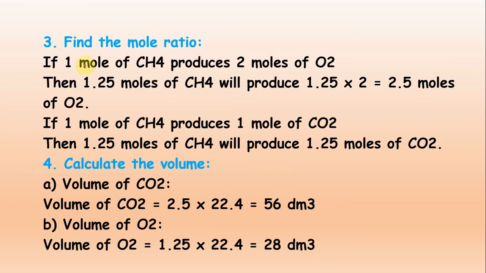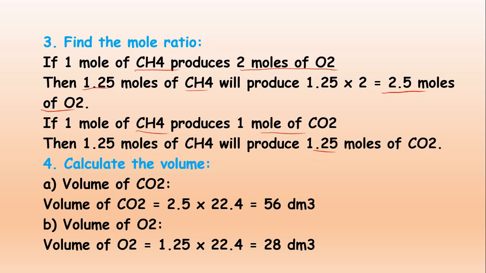Now look here. If 1 mole of methane requires 2 moles of oxygen, as it is very clear from the equation, then for 1.25 moles of methane you have to multiply by 2, and the answer will be 2.5 moles of oxygen. And second, if 1 mole of methane produces 1 mole of CO2, then 1.25 moles of methane will produce the same 1.25 moles of CO2.